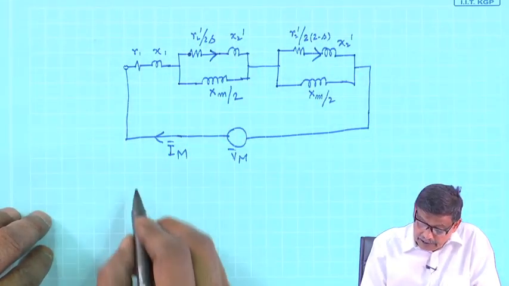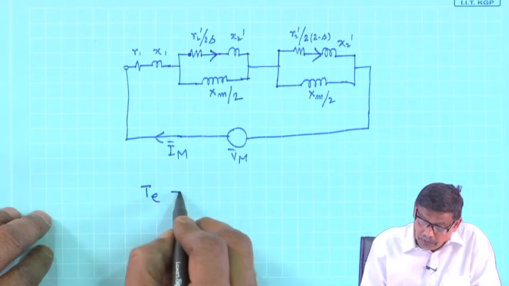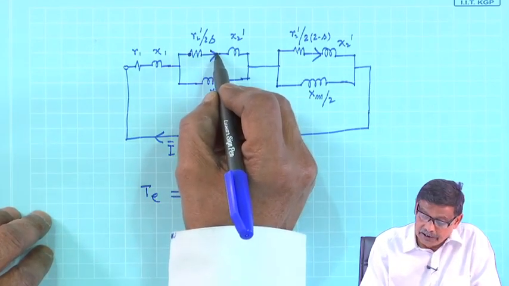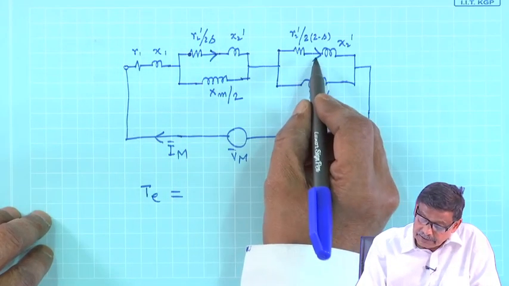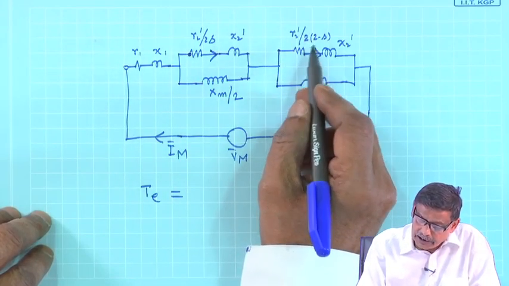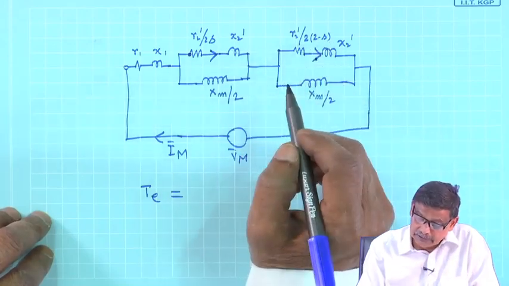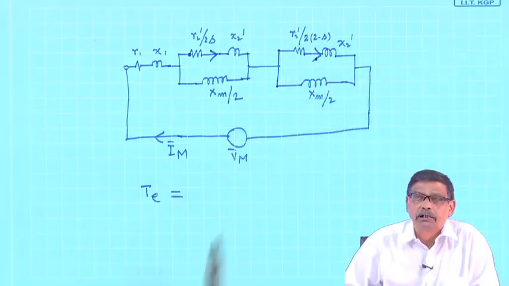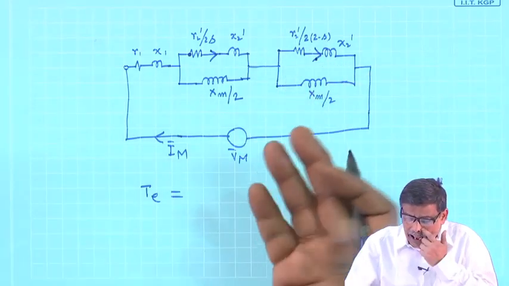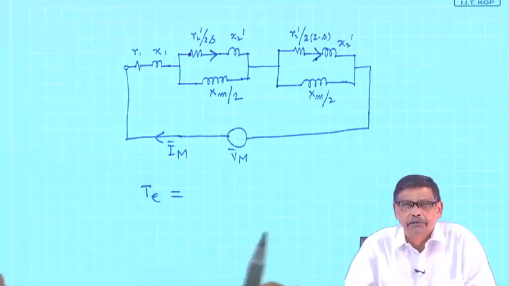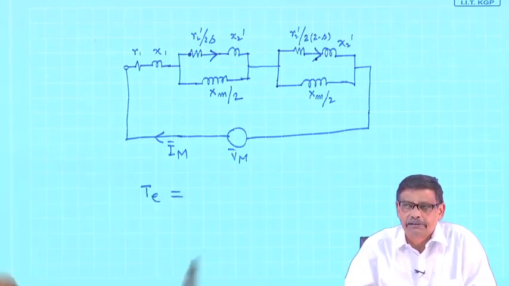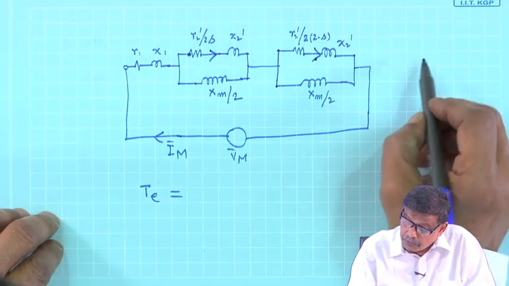After this it is a circuit problem now. You know the value of this slip. Then the total torque will be this current square into R 2 dashed by 2 s, minus this current square into R 2 dashed by 2 into 2 minus s. That will be the total torque. There is no point in telling per phase equivalent circuit. This is the equivalent circuit of the machine. One phase after all is there. And it is for which machine?